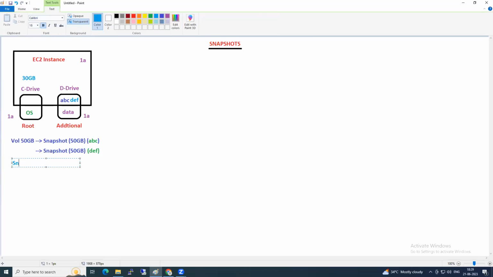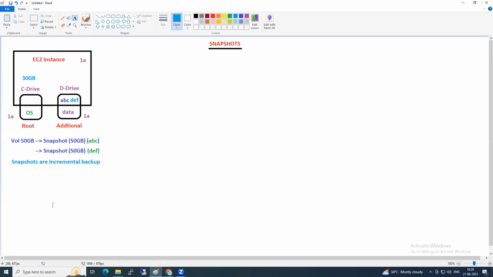Certification question. Snapshots are incremental backup. So this is completely managed by AWS, guys. We just need to take the snapshot. Now you might have a question, sir.